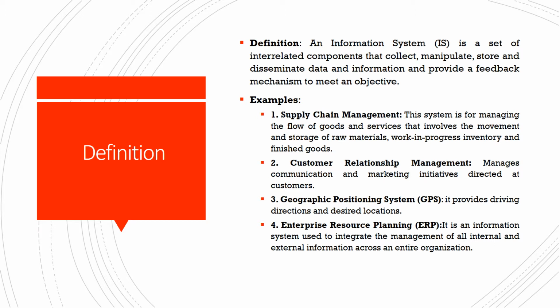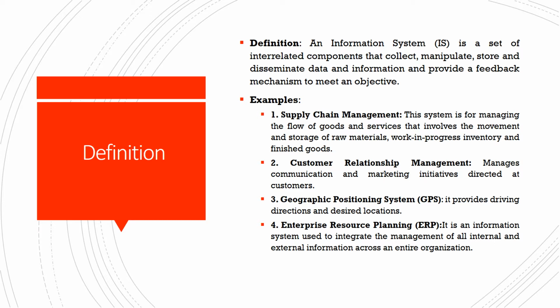Take an example. Suppose in our college website you go and see. So there are various data that is available. So that is an information system. In real time, we are coming across a lot of information systems. So it is integrating all the systems that is called an information system. So interrelated components collect, manipulate, store and disseminate the data and information to provide a feedback mechanism to meet an objective. Examples are supply chain management, customer relationship management, geographical positioning system, and enterprise resource planning.